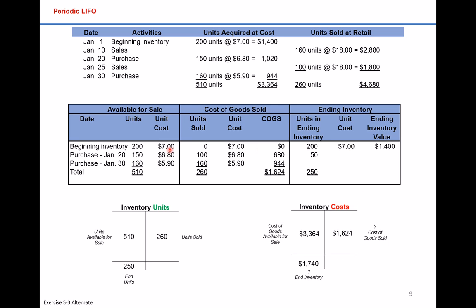Take the 200 times the $7, $1,400. For the 50 that are left at 6.80, that's $340. Add them together, and the ending inventory is indeed $1,740. So that's a quick look at how to value inventory under these different 4 methods.